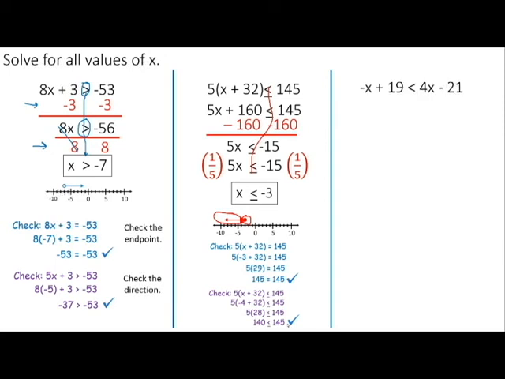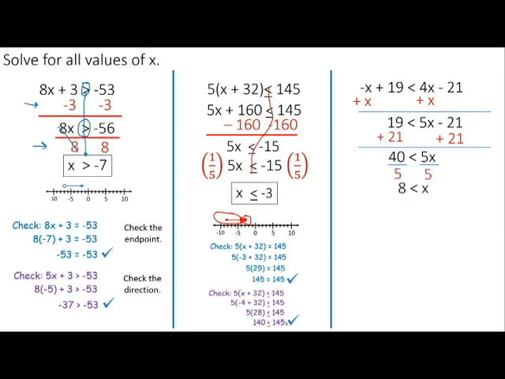Let's do one more of these. Again, pause the video. Try this on your own before watching me do it. I am going to start doing them faster and faster. I'm going to add x to both sides. I end up here. I'm going to add 21 to both sides. I end up here. And then I'm going to divide both sides by 5 and end up here.